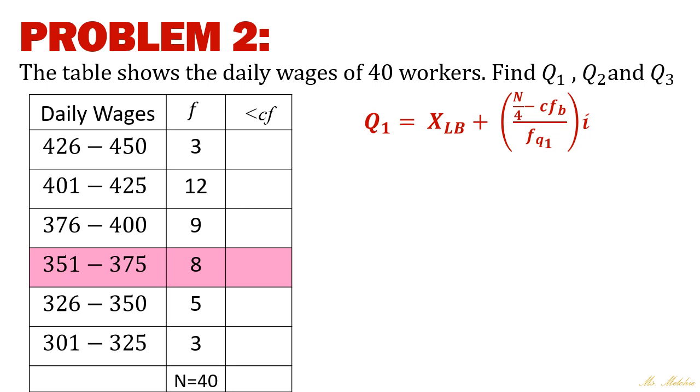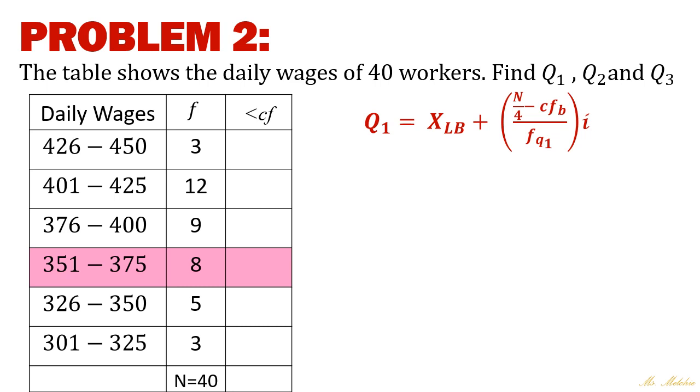So now we can proceed with our computation, but of course you need to identify your Q1 class first. Remember the formula to find which position or which rank is your Q1, for you to be able to identify your Q1 class. Our formula is simply n divided by 4. Our n is 40, so 40 divided by 4, that would be 10.